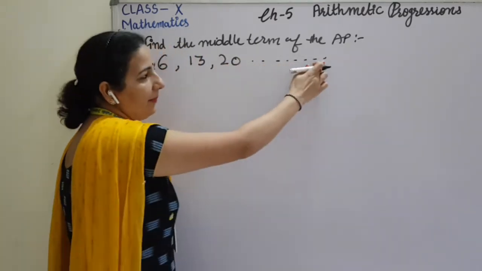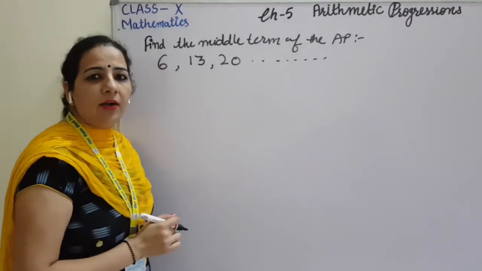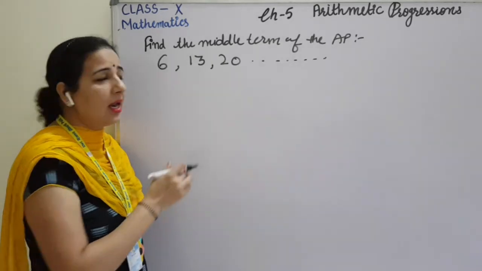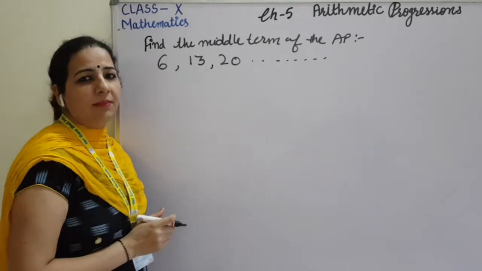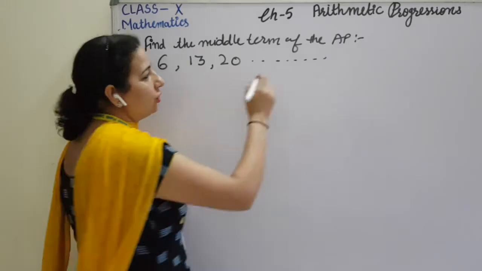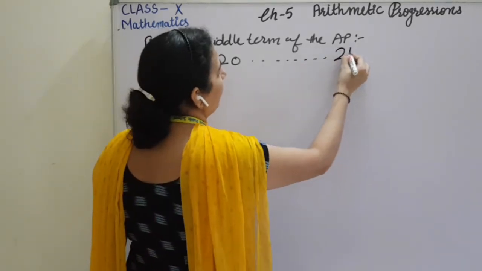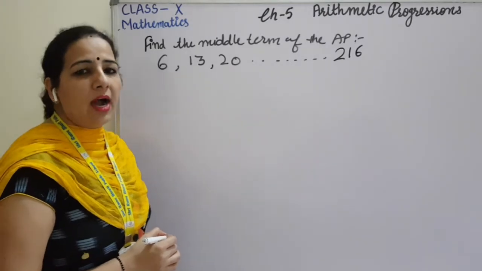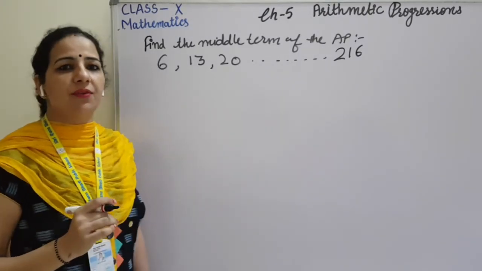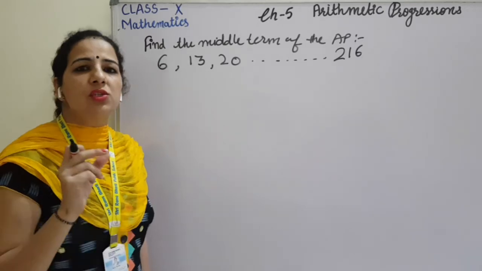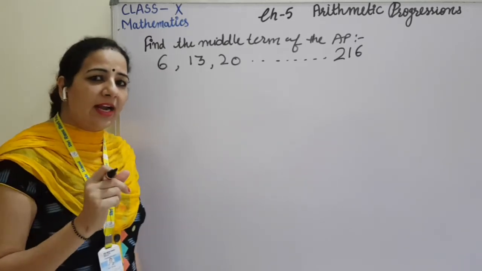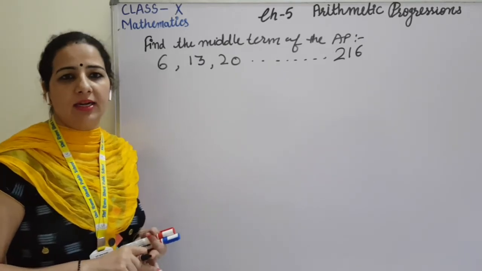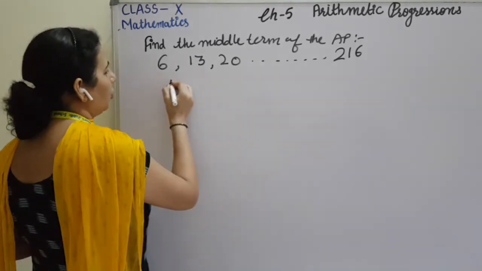If I leave the AP here only, then we can't find out the middle term. They will not even ask these types of questions, because no one can find the middle term when it goes to infinity. So they have terminated it at the last term, and the last term is 216. So I already explained to you, whenever the question comes, find the middle term, focus on the n. If you can calculate n, n being even or odd will tell us about the middle terms. So we first focus on the n.